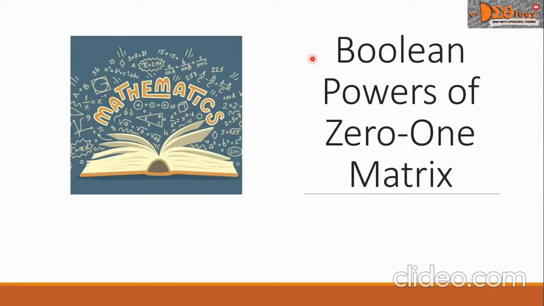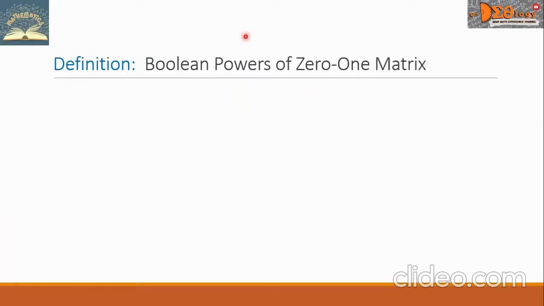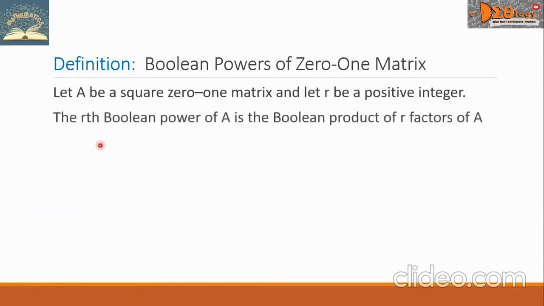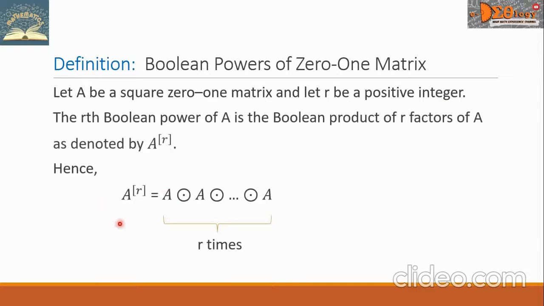Today, we're going to study Boolean powers of 0-1 matrix. Let us define Boolean powers of 0-1 matrix. Let capital A be a square 0-1 matrix and let R be a positive integer. The Rth Boolean power of A is the Boolean product of R factors of A, denoted by A raised to R. This A raised to R is equal to A multiplied to itself R number of times. Note that A with power 0 is equal to the identity matrix.